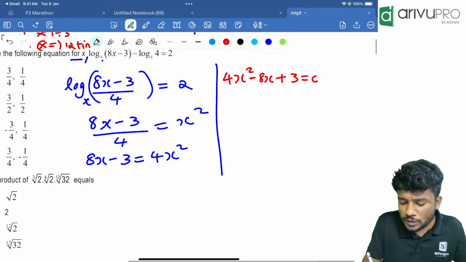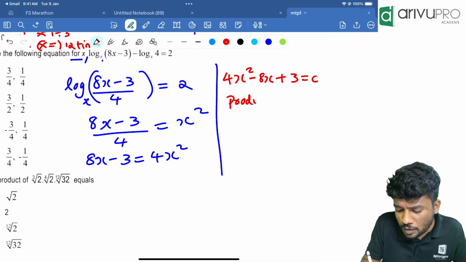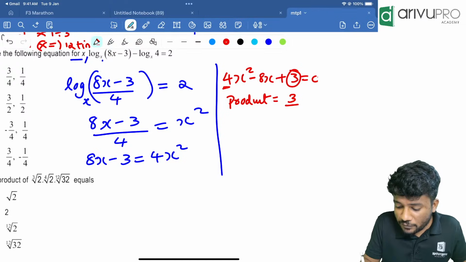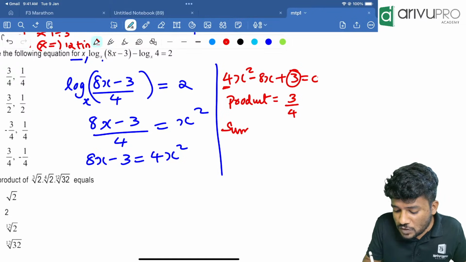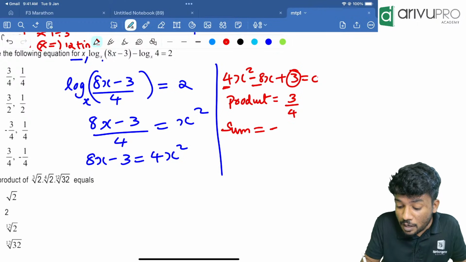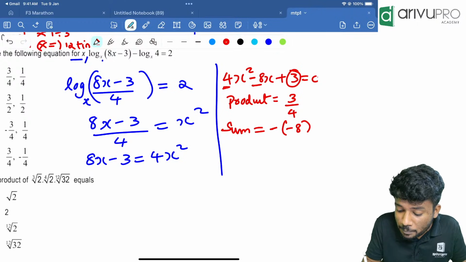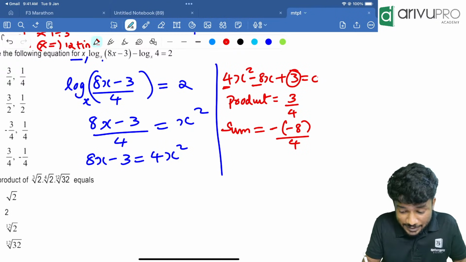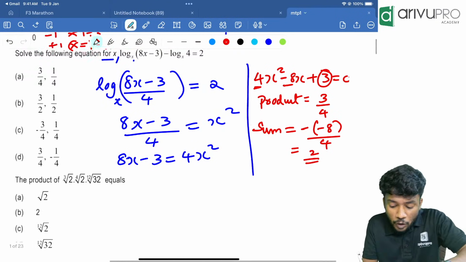From this you tell me what is the product of roots. Product is equal to constant term divided by coefficient of x square, that is 3 by 4. Sum is equal to how much? The sum is equal to minus of coefficient of x, that is minus of minus 8, divided by 4, that is the coefficient of x square, which is equal to 2.